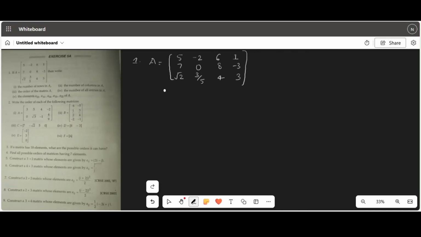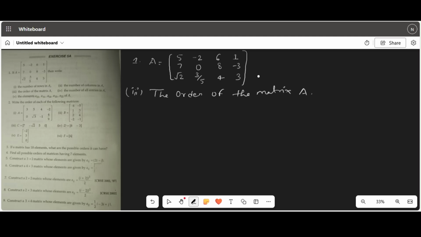So hey students, we have already seen in our previous videos question number 1, Roman number 1 and 2. Now we'll see in this video the remaining ones. So remaining is third number. What is in the question? The order of the matrix. So what do you mean by order? Order of the matrix A. Which matrix? The given matrix A.